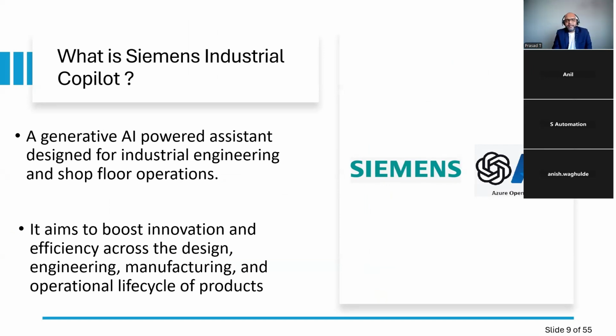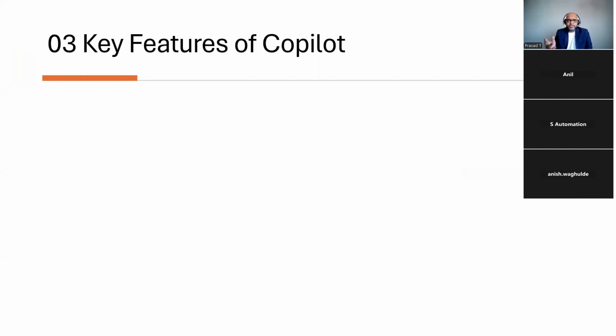So first, we will take a deep dive on the Siemens Industrial Copilot. Basically, it aims to boost innovation and efficiency across the design, manufacturing, and operational life cycle. While researching this, my earlier understanding was limited to it being beneficial only for the PLC developer, but I was wrong. When I went through the documentation, I came across a couple of use cases that Siemens is envisioning, where they want to deploy this across the entire manufacturing value stream.